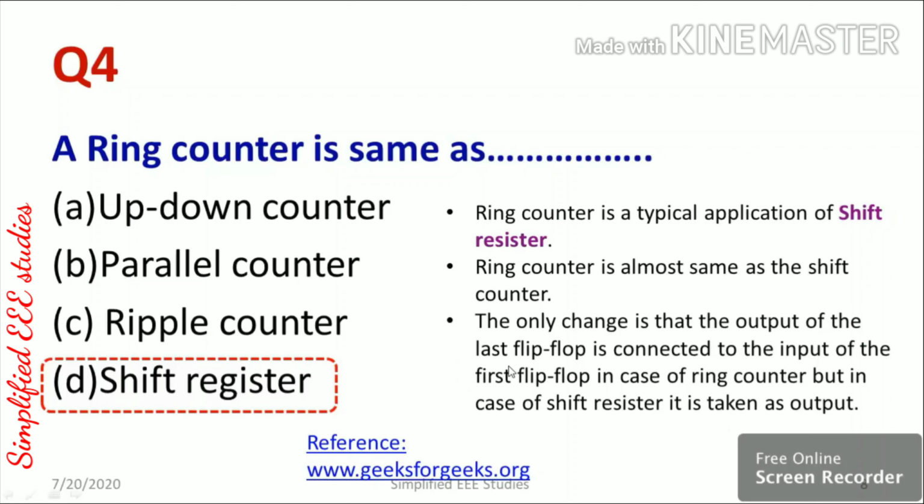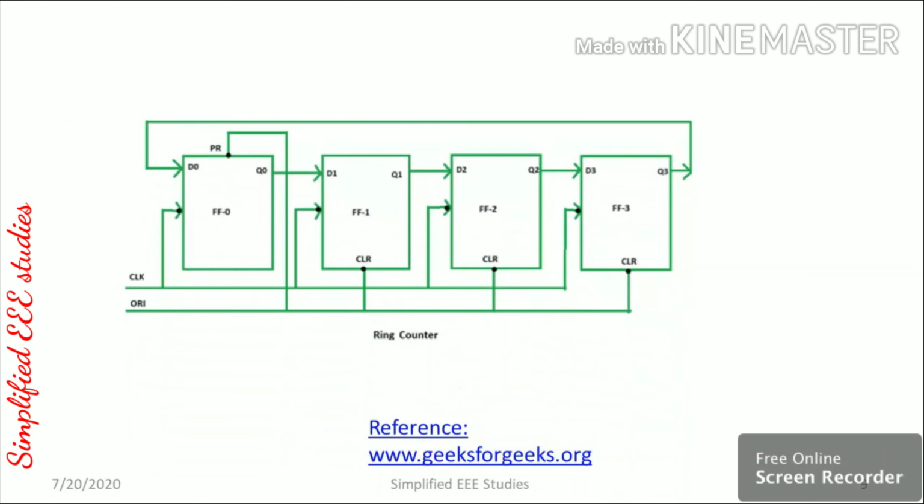Basically the same, but this is a minor difference that you have to understand. You can observe the representation of a ring counter. We have flip-flop number 1, flip-flop number 2, 3, 4. Four flip-flops have been arranged, and this is the way they have been connected. And we are providing a common clock so that it becomes a synchronous counter.